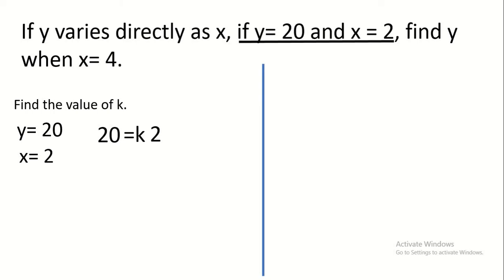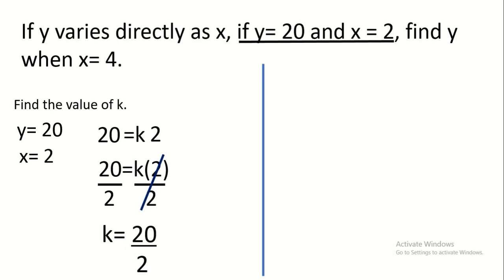So, since may katabing value si k, gagamit tayo ngayon ng division property of equality. We will divide it both sides by 2, para makancel yung katabi ni k. And this time, maaari na nating isulat as k is equal to 20 over 2, or k is equal to 10. So, meaning to say, ang constant of variation natin ay 10 kung si y ay 20 and si x is 2.